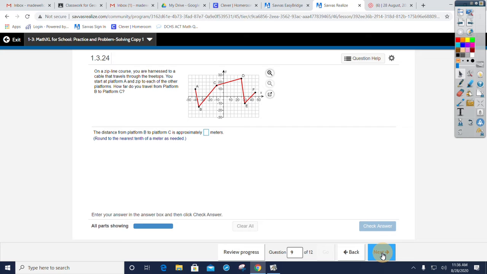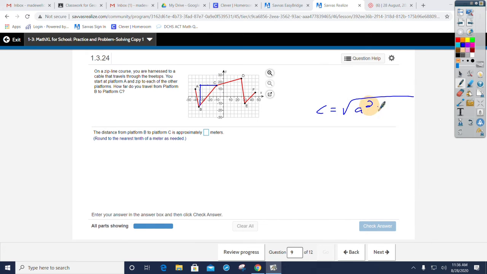Okay, this one, again, it's just distance, and I like it when they give me a picture. I don't have to do the whole distance formula. But what we're doing, just looking at the picture, is trying to figure out the distance from B to C. So we need to figure out what it is straight up and straight over. Okay, and then we can use the formula C equals square root a squared plus b squared.